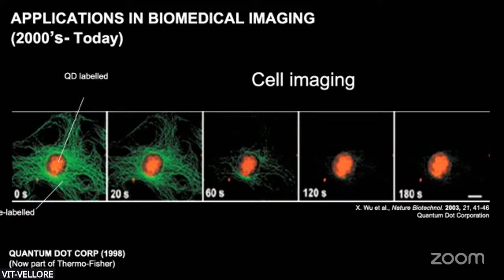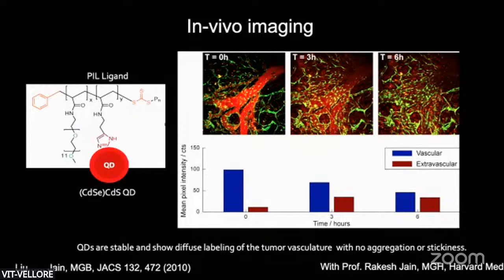This is an image where the red is light coming from quantum dots, the nucleus of the cell, and the green is from dye molecules photobleaching away. Today, this is part of Thermo Fisher. We went into in vivo imaging, the interaction of these nanomaterials with animals and humans. How do you transform a nanomaterial so that it can be biologically interesting?